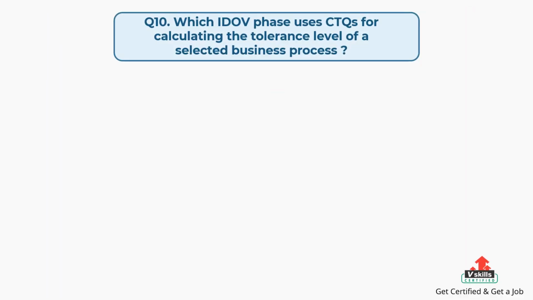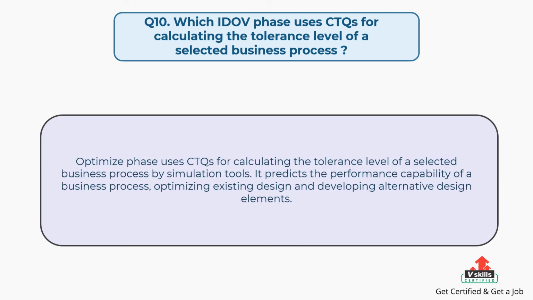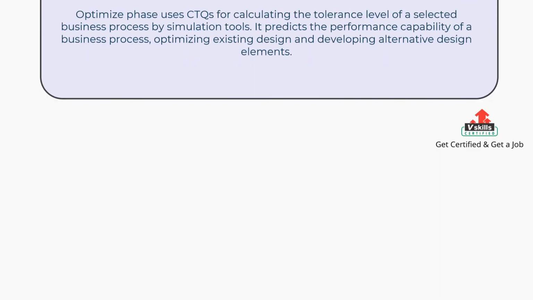Question number 10. Which IDOV phase uses CTQs for calculating the tolerance level of a selected business process? The answer is, the optimize phase uses CTQs for calculating the tolerance level of a selected business process by simulation tools. It predicts the performance capability of a business process, optimizing existing design and developing alternative design elements.